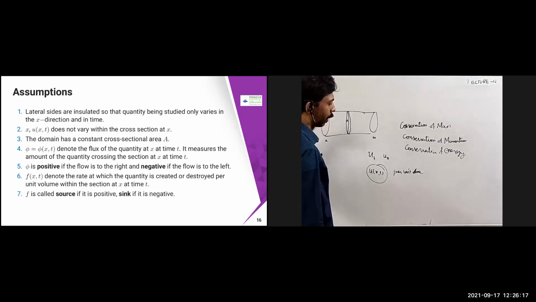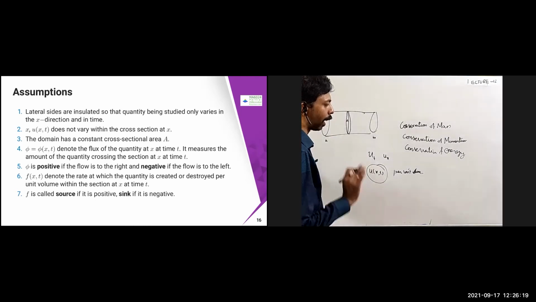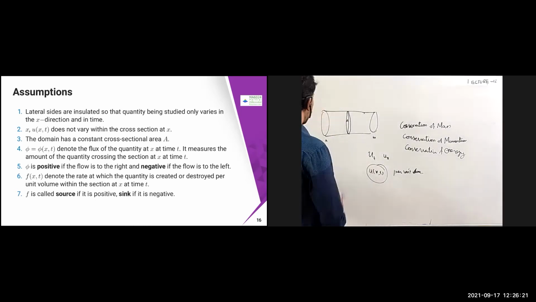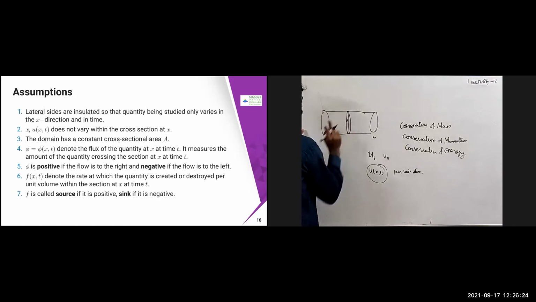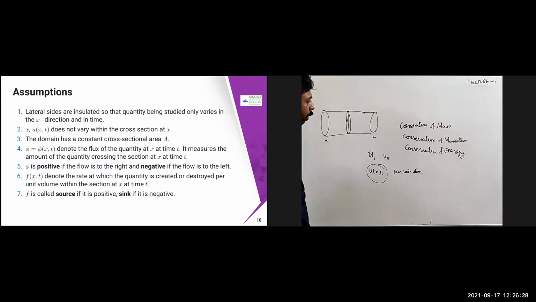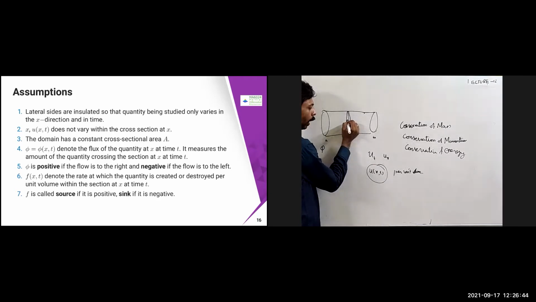The domain has a constant cross-sectional area. So everywhere if I take a cross-sectional area, it is uniformly distributed. Now I'm going to define a function called pi, which is called the flux, or heat flux. Pi is the flux of the quantity at x and time t. It is going to measure the amount of quantity which is going to cross this one.